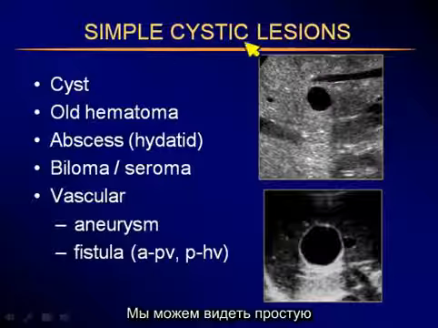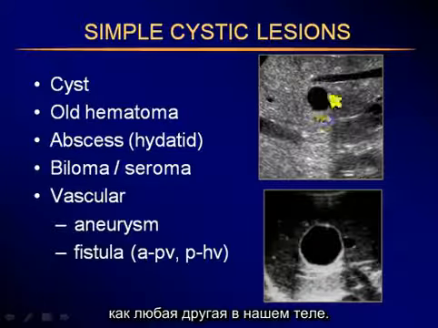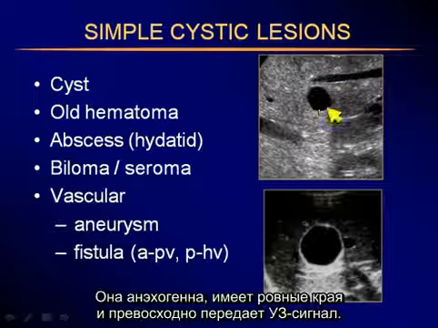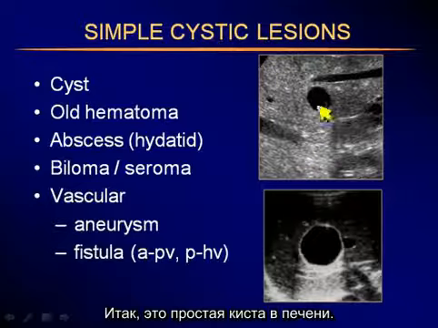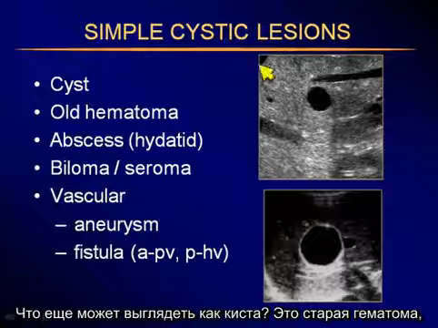We can see simple cysts. Now, this is a classical cyst like anywhere else in the body. Anechoic mass, smooth margins, excellent sound transmission. So this is a simple cyst in the liver. What else can be a simple cyst?